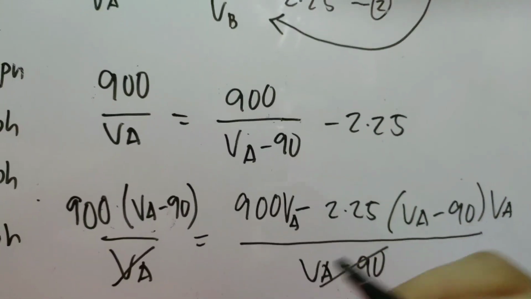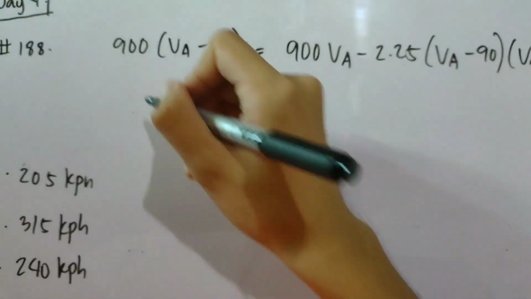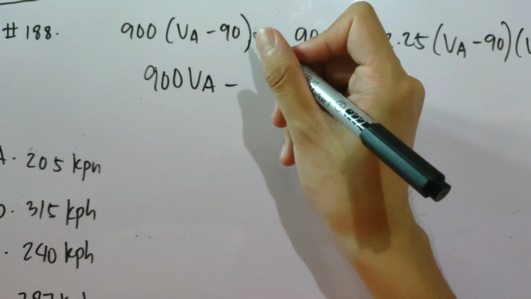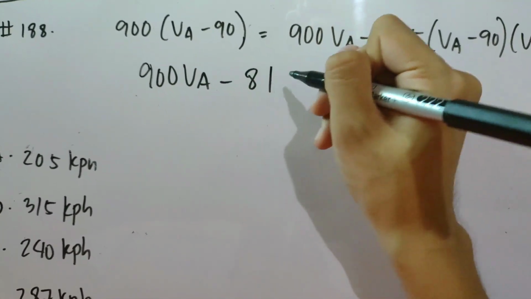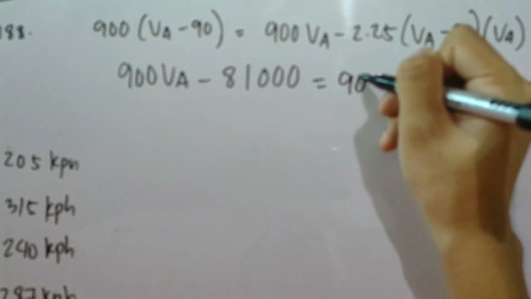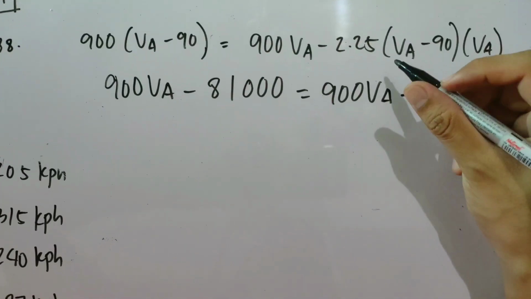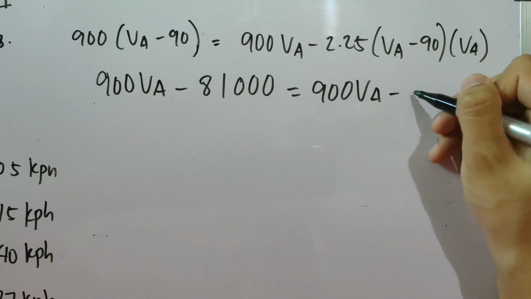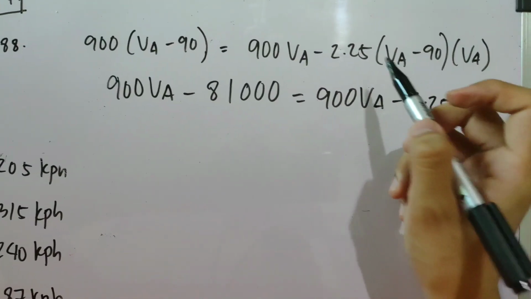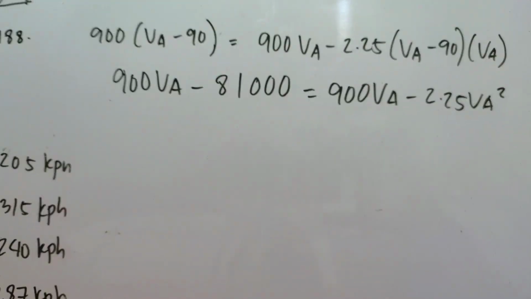Tapos, pwede natin i-solve gamit yung calculator. So, ito na yung equation natin. I-multiply natin lahat to. So, magiging 900 VA minus 90 times 900 is 81. Tapos, meron tayong tatlong 0. Is equal to 900 VA minus 2.25 VA squared. Tapos ito, negative 2.25 times negative 90 times VA.